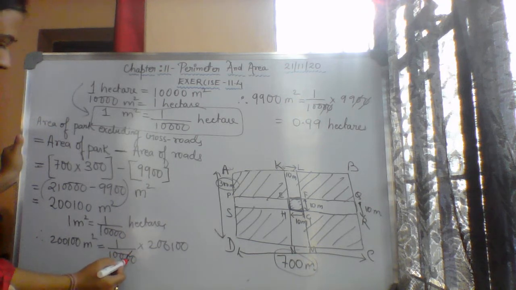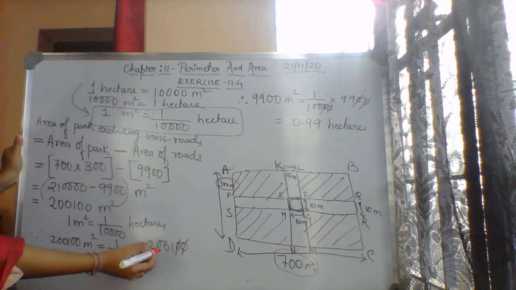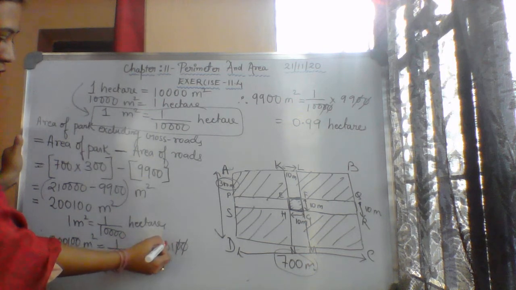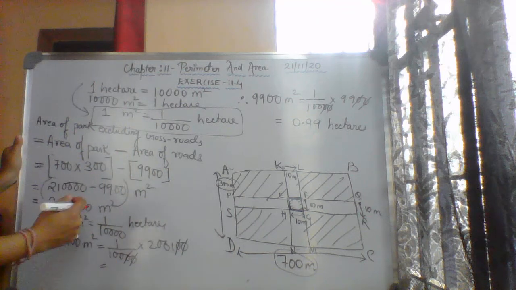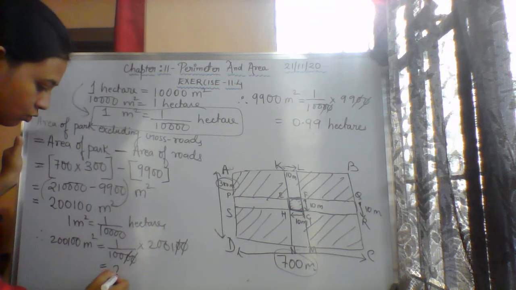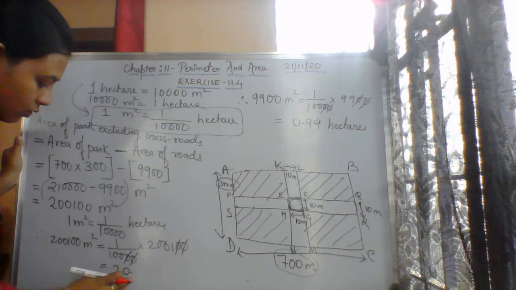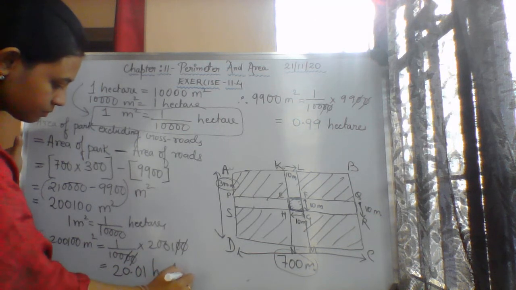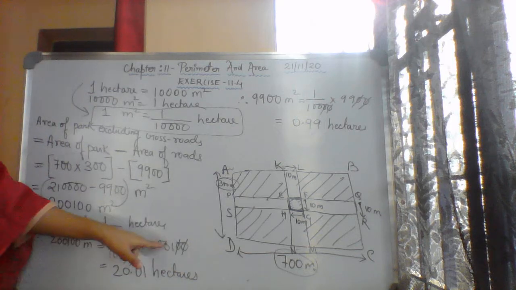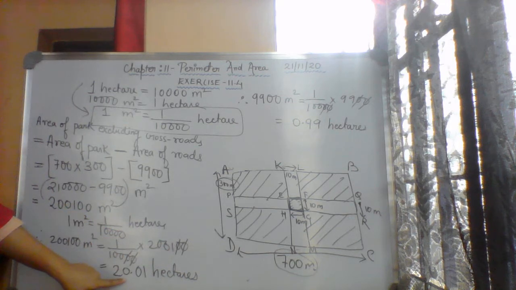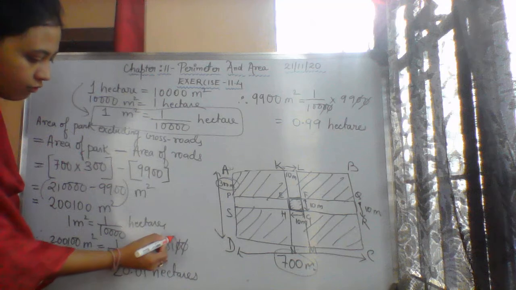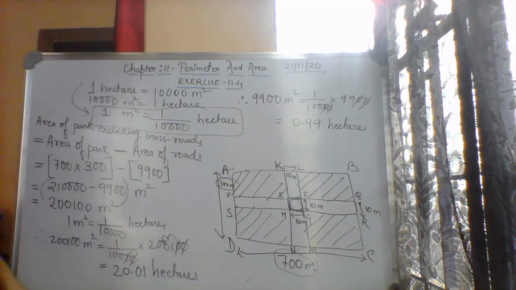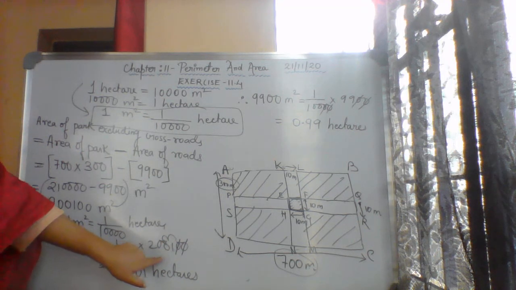So, two zeros cancel here. Now, 2 zeros are there. Now, our decimal is here, so it will move 2 places to the left. So it will come 20.01 hectares. 20.01 hectares. Okay, because this decimal I have to move 2 places, so the decimal will be in between these 2 zeros.